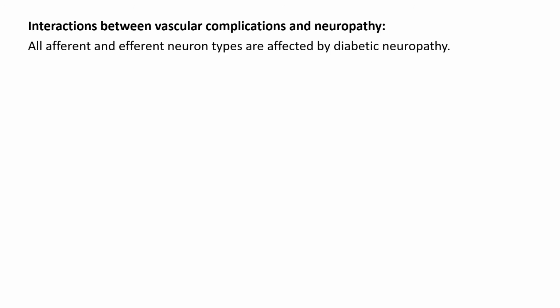So we said this was about neurovascular complications. So there is an interaction. These two are interdependent, really, in terms of complications. Vascular complications have an effect on neuropathy, on the nerves. All afferent and efferent, so sensory and motor and autonomic neurons are affected by diabetic neuropathy.